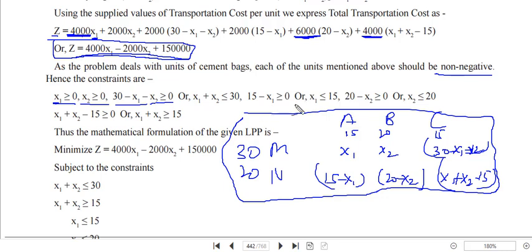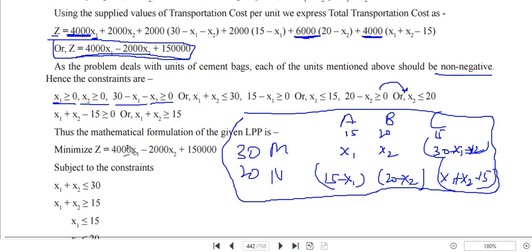Second, 15 minus x1 is greater than or equal to 0, or we can write x1 is less than or equal to 15, right, by changing the sign only. Again, 20 minus x2 is greater than or equal to 0, or we can write x2 is less than or equal to 20. And the last one, x1 plus x2 minus 15 is greater than or equal to 0, or x1 plus x2 is greater than or equal to 15, right?